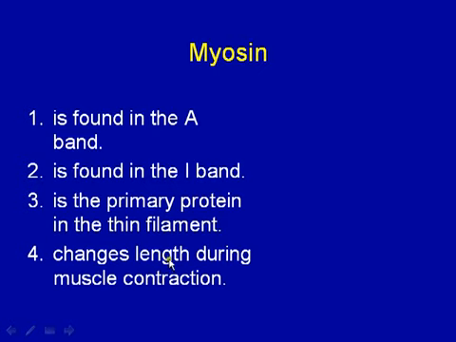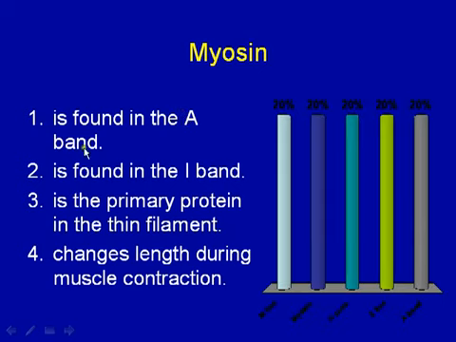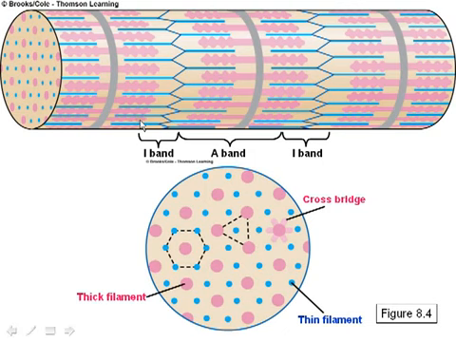Number four, change length during muscle contraction. No. No, it doesn't change length. Is it flexible? Does it bend? Does it wrap? No, it stays fixed. What do you know about the A band? Since myosin stays fixed, what happens to the A band? It also stays fixed. So number one had to be the right answer.